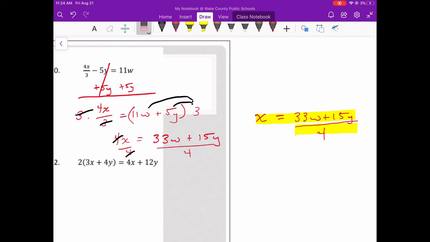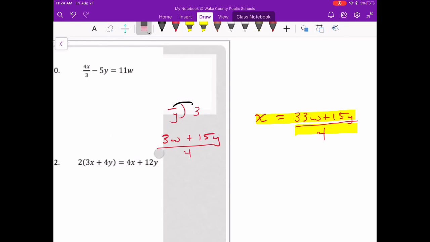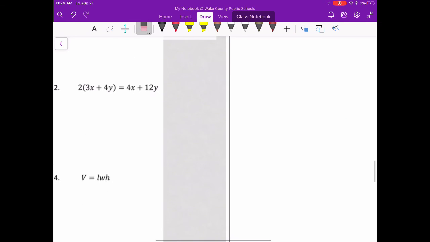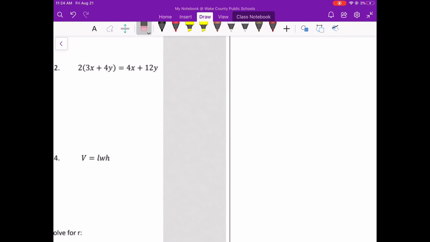All right, one more example. Clear out some space here for us, just not to be distracted. We're still solving for x, but we've got some distribution and we've got variables on both sides, where we're going to be trying to get the x's with the x's and the y's with the y's. So let's go ahead and distribute so that we don't have to deal with the parentheses anymore. That's going to give us 6x plus 8y, because we multiply, equals 4x plus 12y.